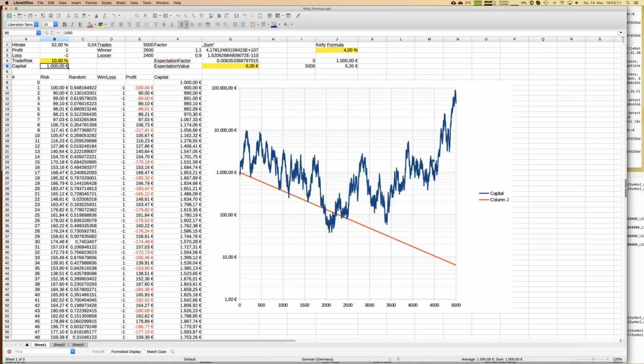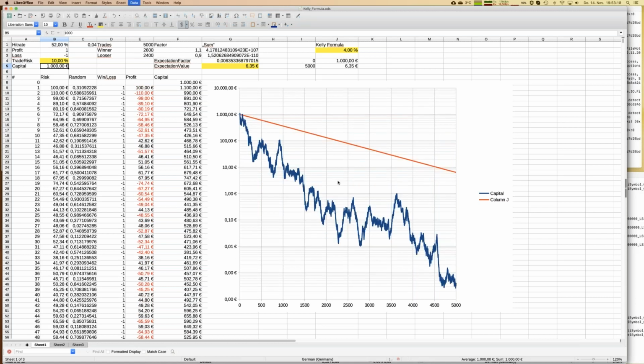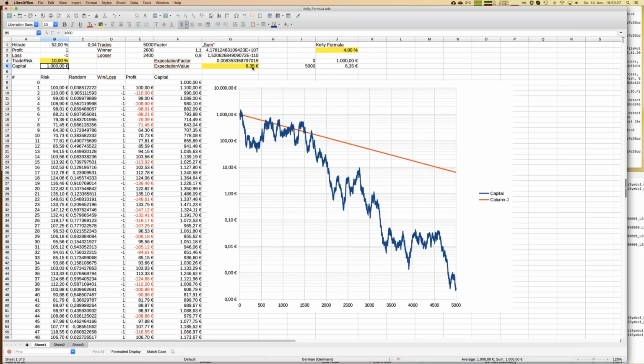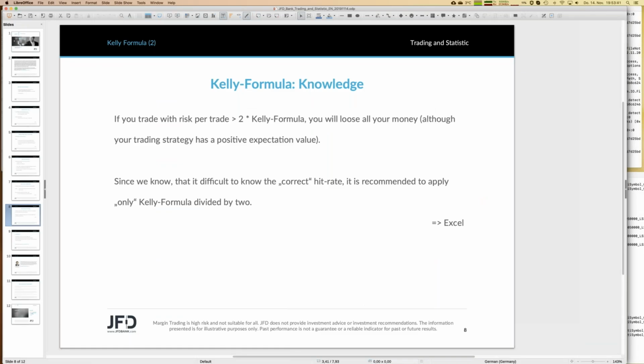In this case, statistically, we won, but our expectation value is more or less 0. So as you can see, €6 here. Sometimes we even will win with those kind of numbers, but that is the expectation value. So there's a guarantee for loss if we are above 2 times Kelly, and since we know that it is quite difficult to have the correct hit rate, it's always recommended to apply only half of the Kelly formula to be on the left side of the maximum.